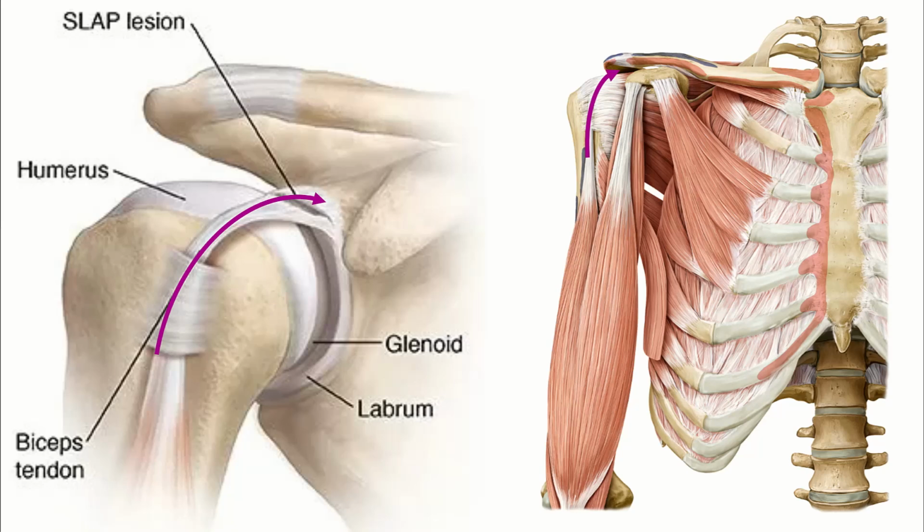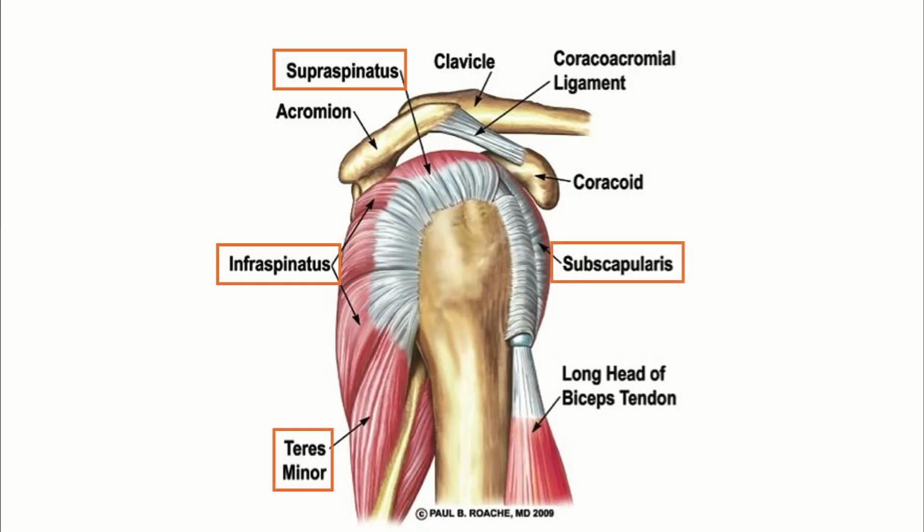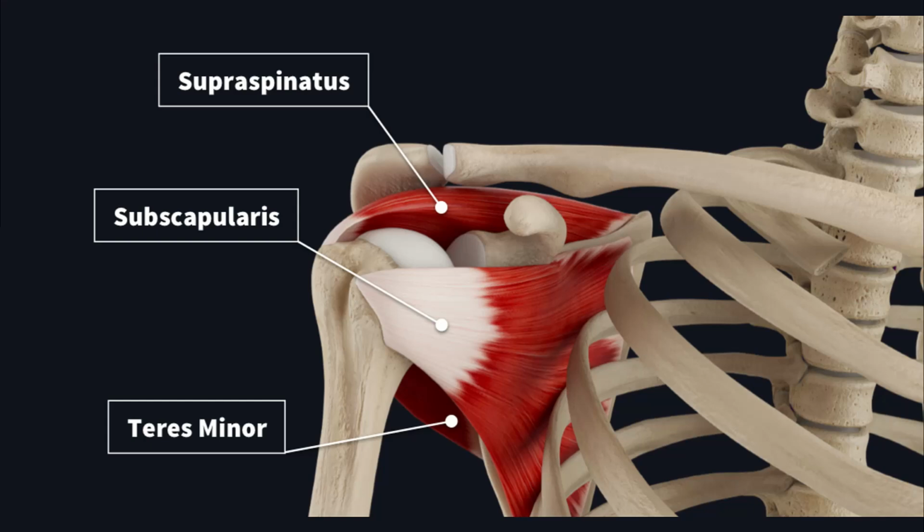What is important is the long head of the biceps tendon is the only intracapsular tendon, meaning that it goes inside the shoulder joint capsule. Normally, tendons and ligaments are positioned outside of the capsule. Let's now address the rotator cuff muscles using this lateral view. Here we have supraspinatus, teres minor, and subscapularis. Although this image does not show all rotator cuff muscles, it's still missing infraspinatus.